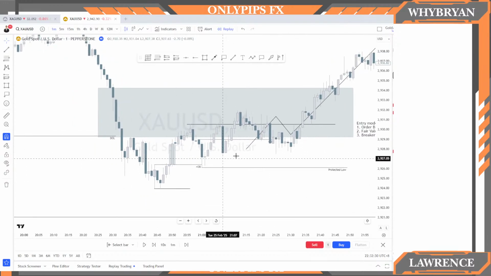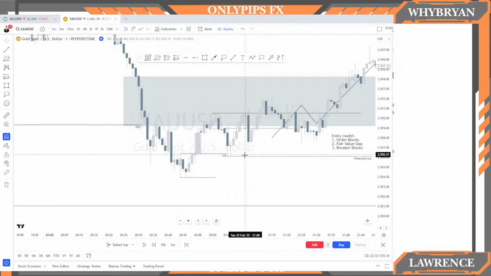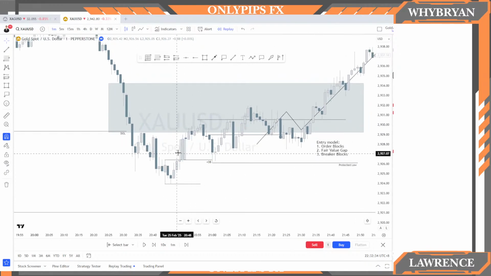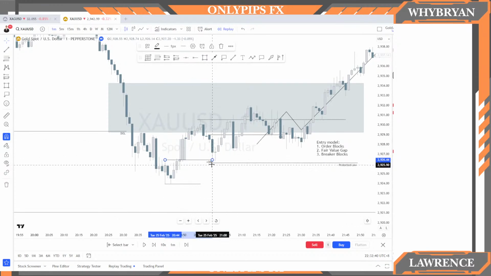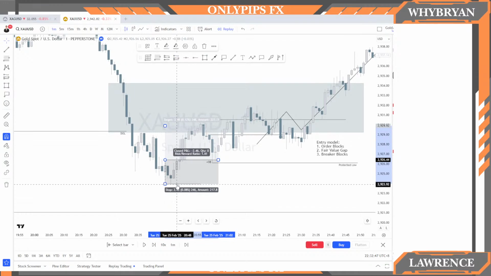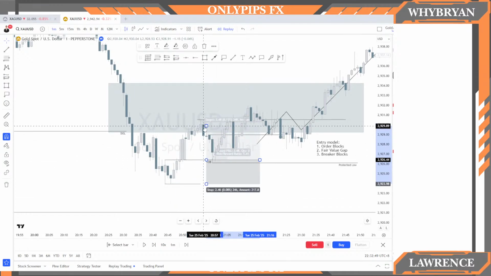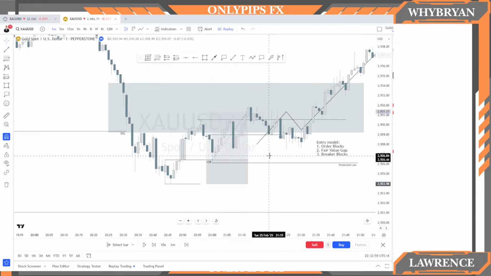Like you see the first one, for your entry model you need an OB with a fair value gap. Yes, we have an OB, we have a fair value gap. Now we are waiting for the price to come back into our OB range. So what we can do is place it at maybe about 1:2. Yes, eventually we hit it.